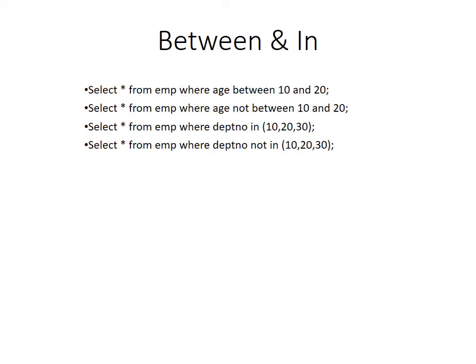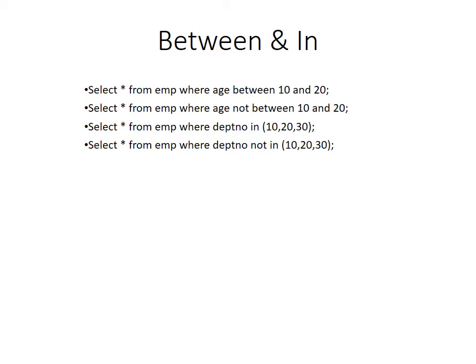Between and in. Examples: select star from EMP where age between 10 and 20, in order to display the entire data from the EMP, provided the age should be between 10 and 20, 10 and 20 included. Now the second example, select star from EMP where age not between 10 and 20. Exactly the reverse of the first command, not between.